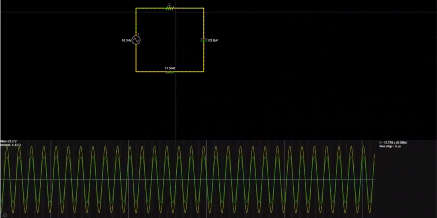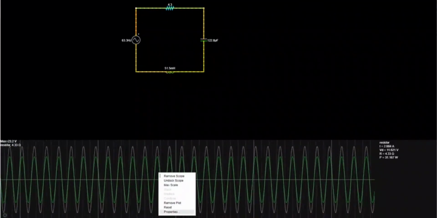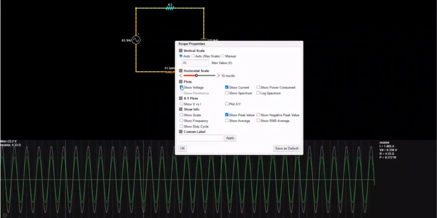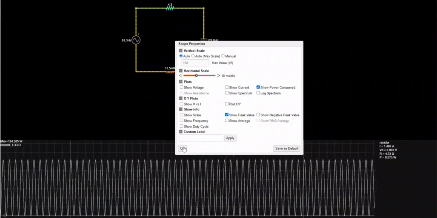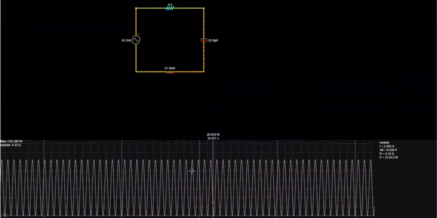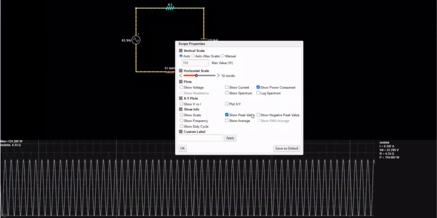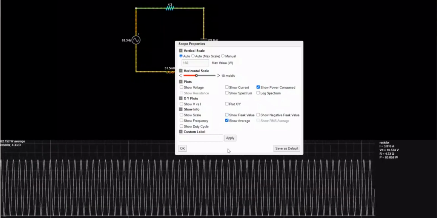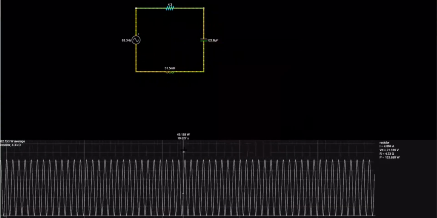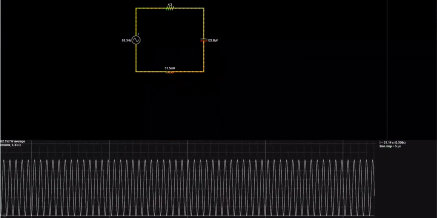So when I do it, I need to change it. I need to right click on my properties. I don't want to show voltage. I want to show power consumed. Okay. And then that's not right. I need properties, I don't want peak power. I want average power. And average in this context means RMS. Yeah. So 62.15 something.